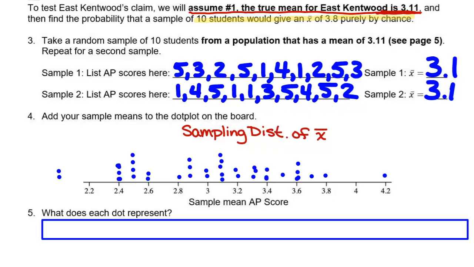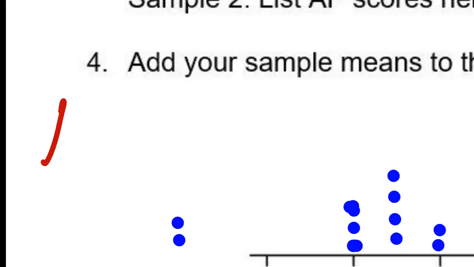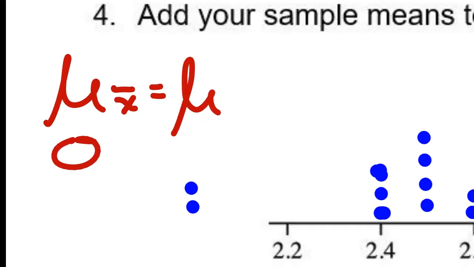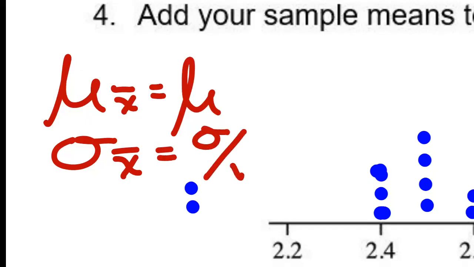This is part of the sampling distribution of X bar. Remember, the mean for X bar is the mean of the population, and the standard deviation for X bar is the standard deviation of the population divided by the square root of n.